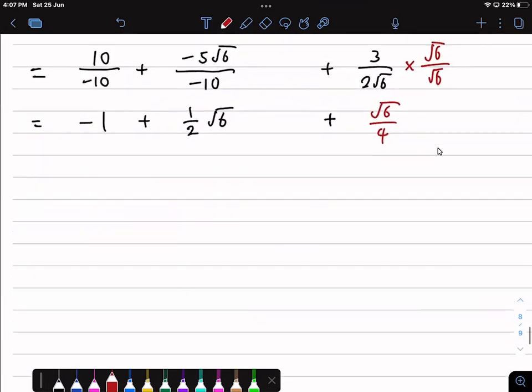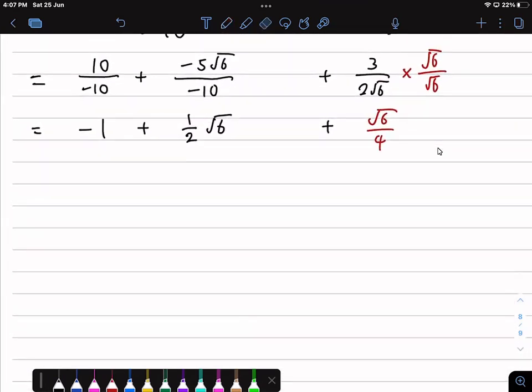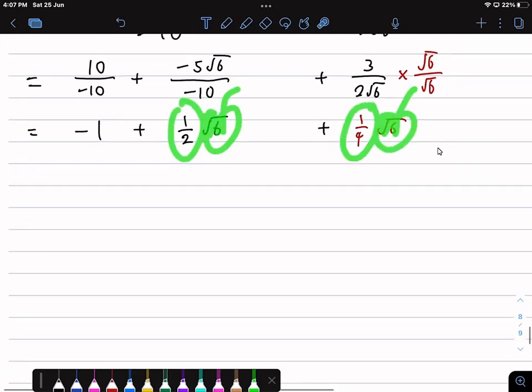Can move on. Then root 6 over 4, actually, we can rewrite it in another way, which is 1/4 of root 6. So now root 6 is like an apple. You got half an apple, plus 1/4 of an apple. How many apples? Use a calculator if you cannot add the fraction. Half plus 1/4. 3/4.